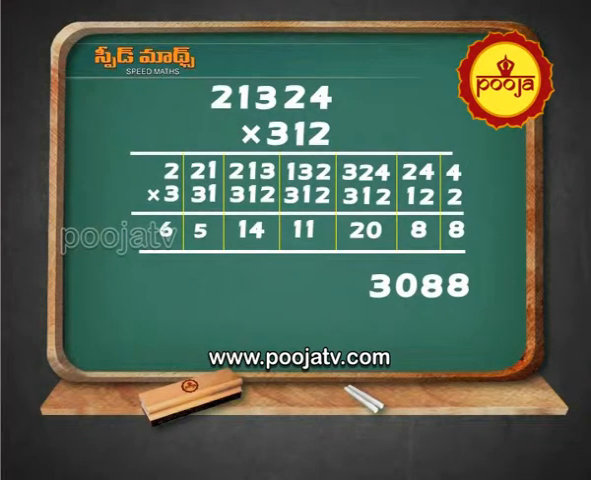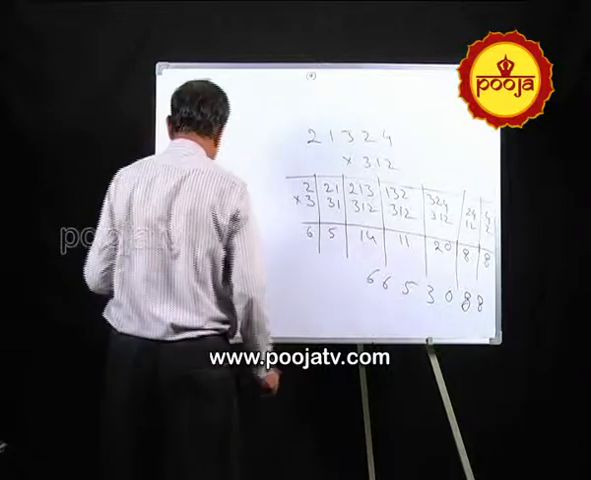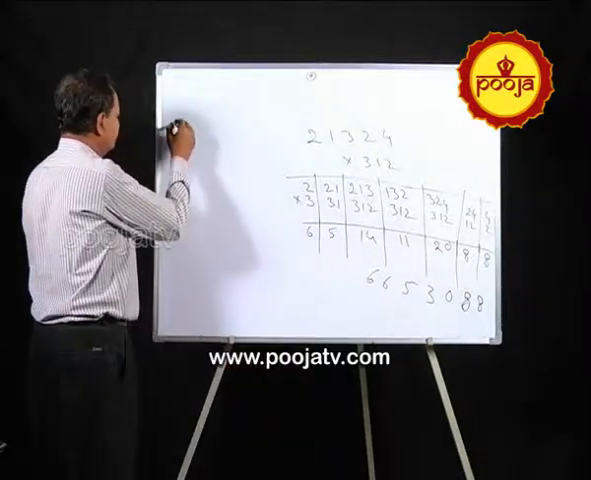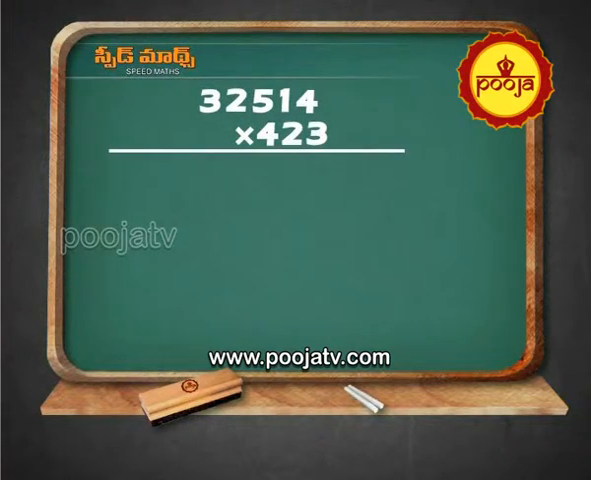And if balancing is very simple, it will be very 8, 8, 0, 3, 5, 6, 6, okay, 8, 8, 0, like that. I will show you one more example and you try yourself in your house, any number of numbers. See, 3, 2, 5, 1, 4 into 4, 2, 3, okay. I will do it fast, but you write the steps in your house and do.